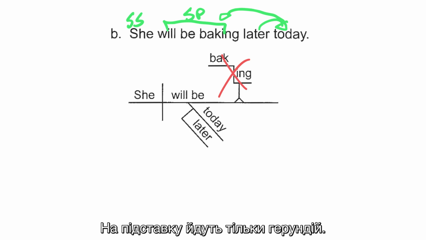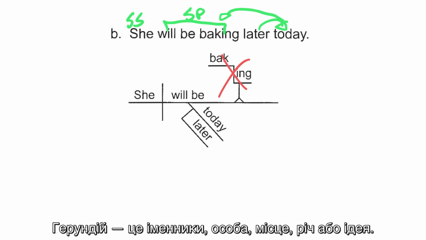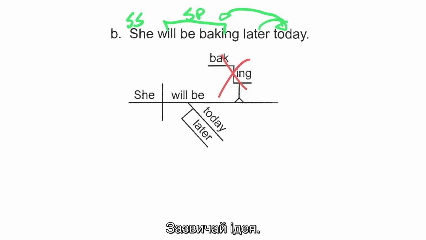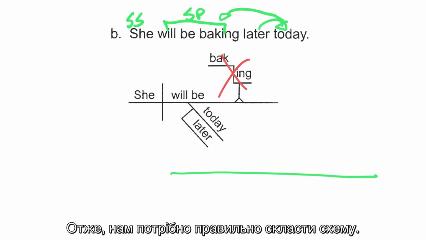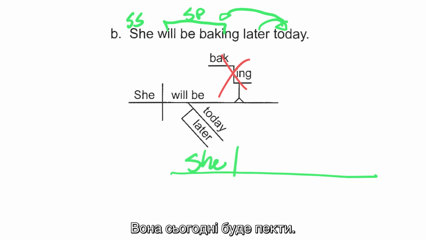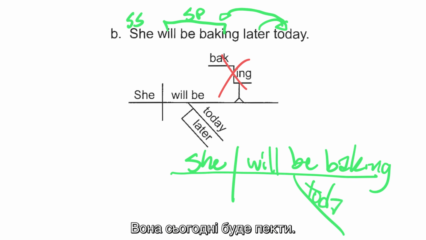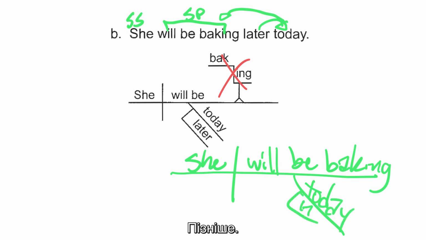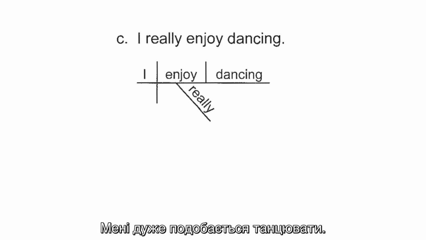Only gerunds go on a stand. Gerunds are nouns, person, place, thing, or idea, usually an idea. So we need to diagram it correctly. She will be baking today, later today.